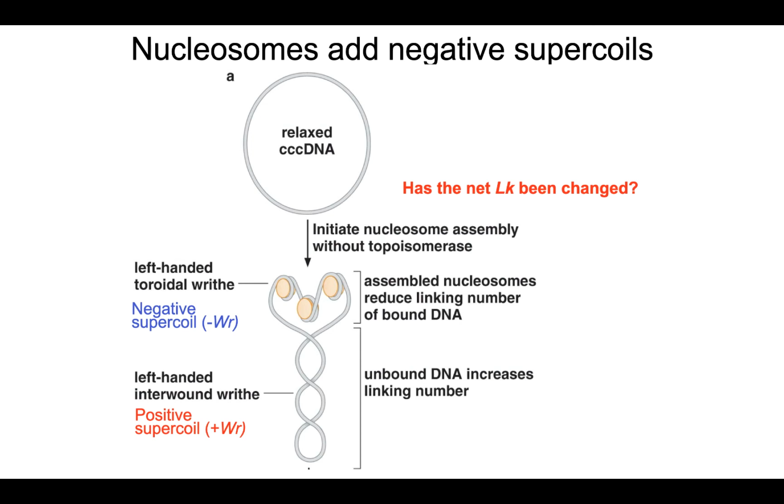And here's the answer. I know our chromosomes are linear, but let's look at just a plasmid DNA, circular DNA. And this is what happens: the cell forces the DNA to wrap, negatively, around the histone cores. Those are negative supercoils. That's negative writhe. Now remember, we did not break that DNA. We did not allow for the linking number to be changed. So has the net linking number been changed? No, it has not, because we have not done anything to break that DNA.